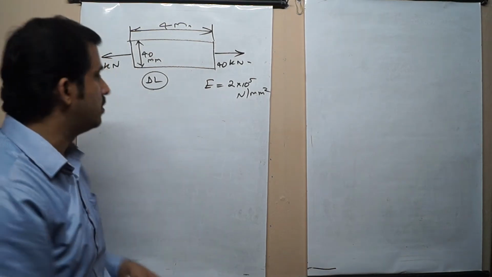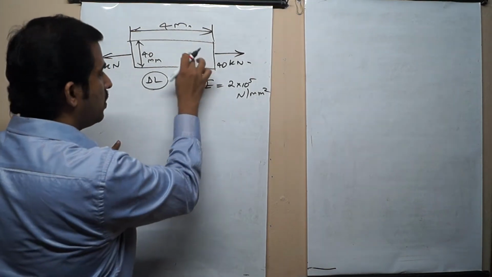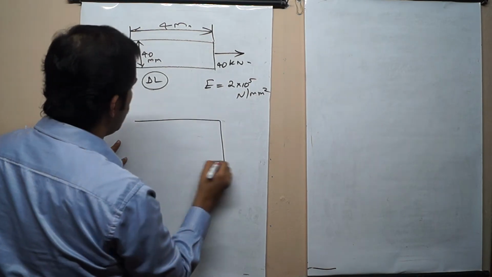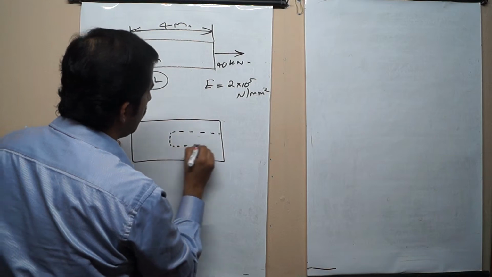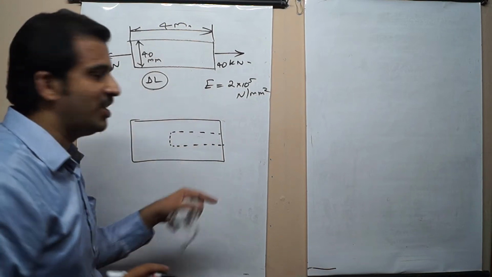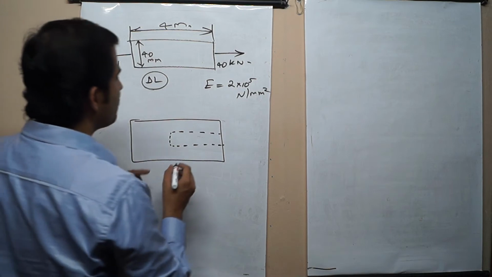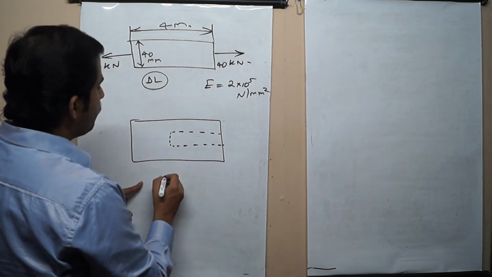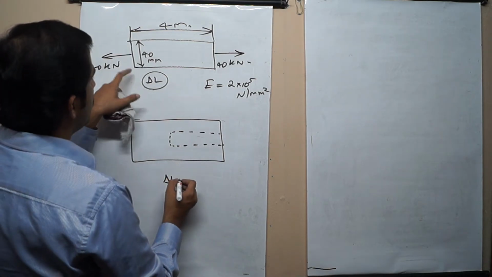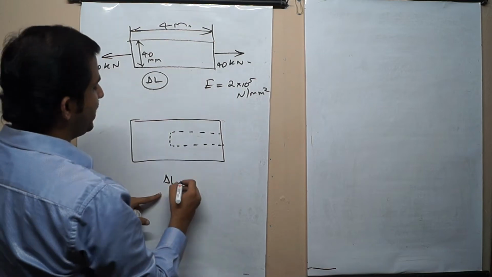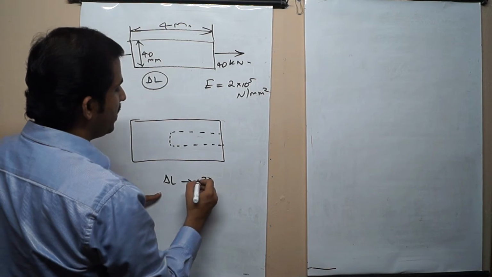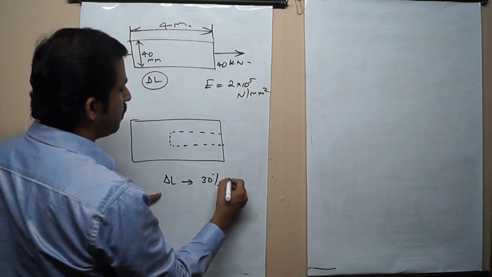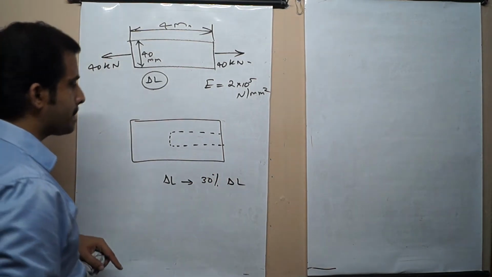Now take your question. If you are making a hole on the steel bar, like this, I have made a hole on the steel bar. Then I found that the net elongation in the first case will increase by 30%. Net elongation will increase by 30% of the original elongation.